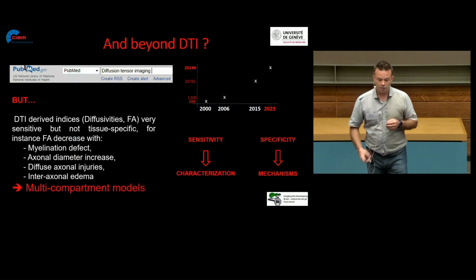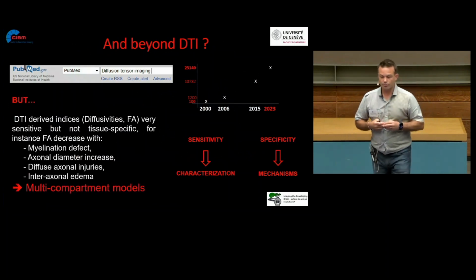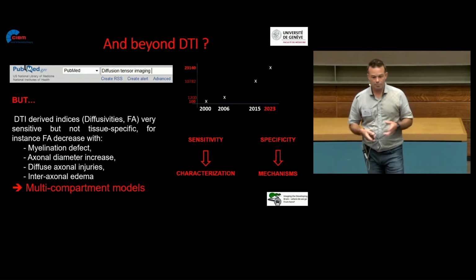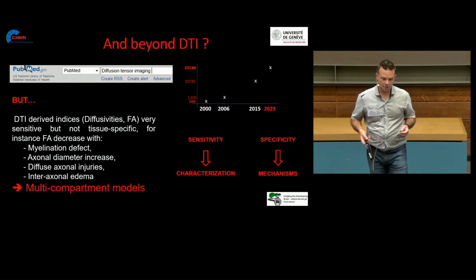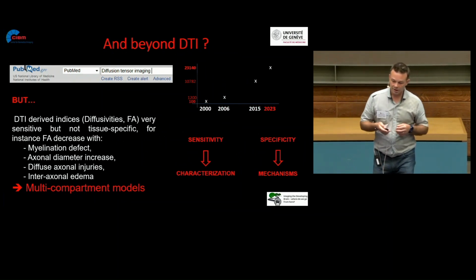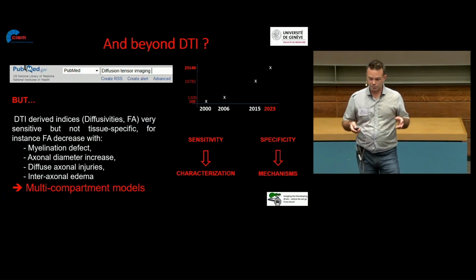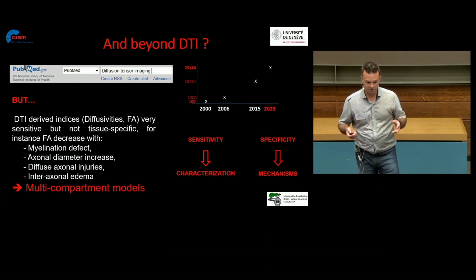Okay. So DTI is very useful, and if you look just on PubMed, typing diffusion tensor imaging, you see that in 2023 we have more than 23,000 publications.